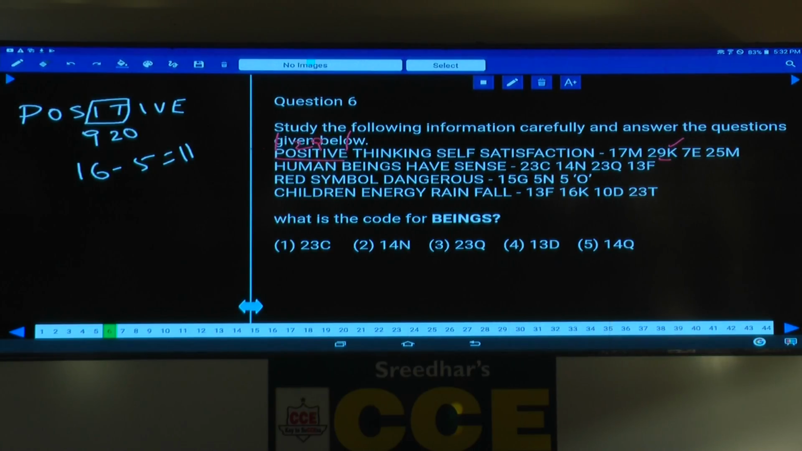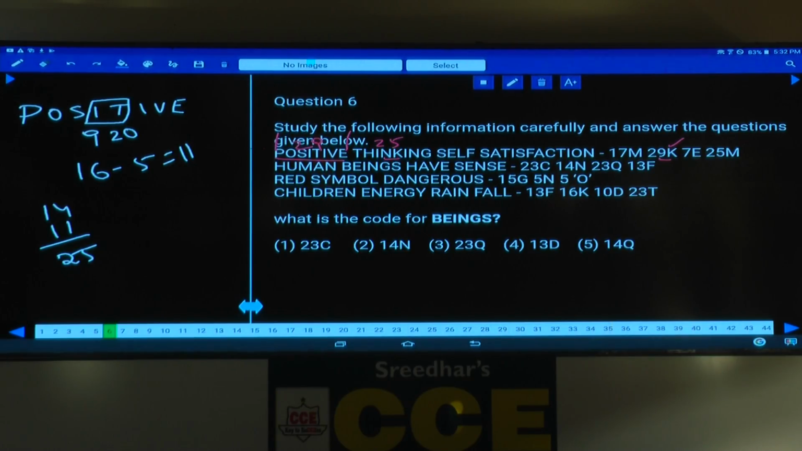And again, coming to this one, thinking. Now in this thinking, again, this is an eight number letter. Now what are the middle two letters, N and K? What is the value of N? N is 14, K is 11. 14 plus 11 is so much? 25.